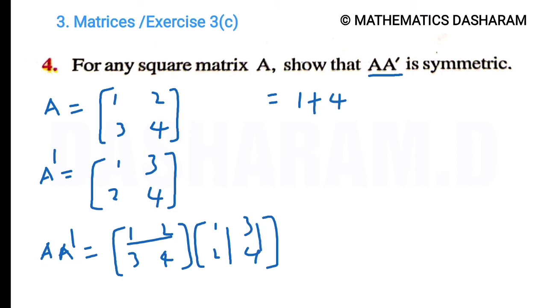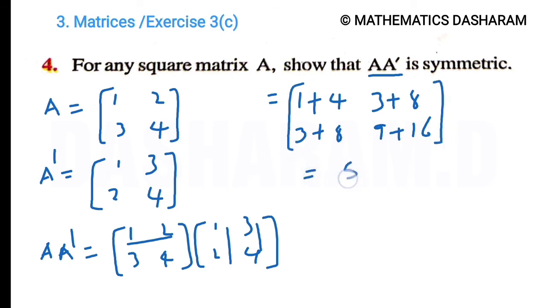Next, 1 into 3 plus 2 fours are 8. Next, 3 into 1 is 3, 4 twos are 8, 3 threes are 9, 4 fours are 16. So 1 plus 4 is 5, 3 plus 8 is 11, 3 plus 8 is 11, 9 plus 16 is 25. So A into A dash is 5, 11, 11, 25.